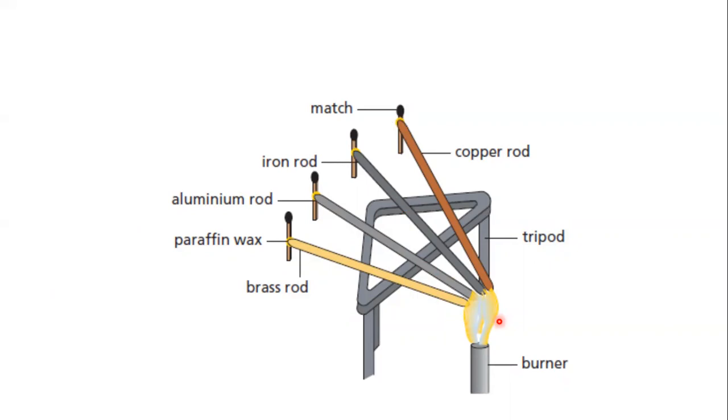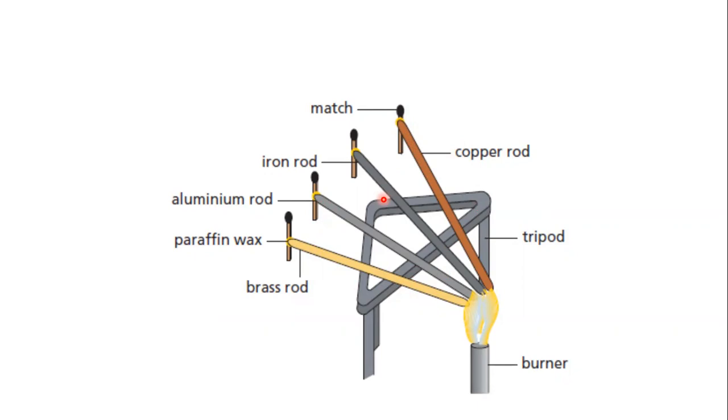Then we have taken our metal rods and put the other end into the flame. The energy is going to be transferred through the metal rod by conduction. Whichever metal is the best conductor will conduct the heat fastest. So in that particular metal, the wax is going to melt and the matchstick is going to fall down.